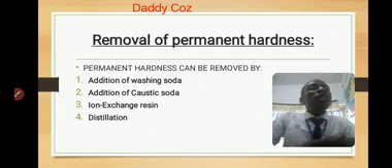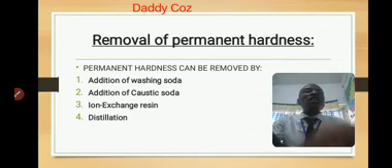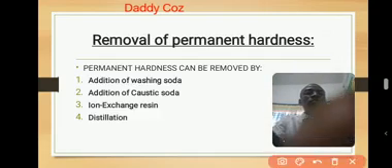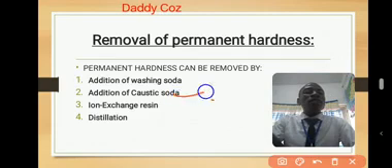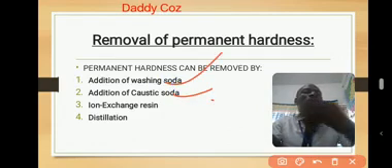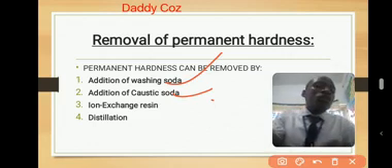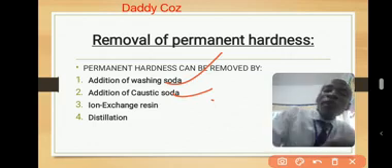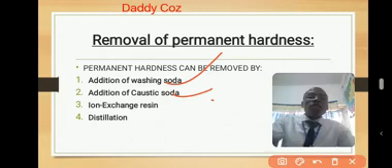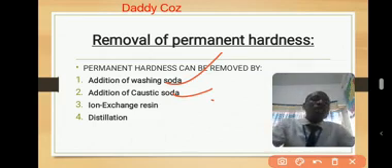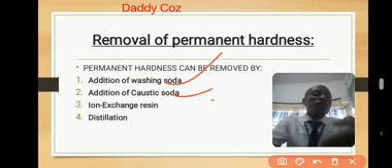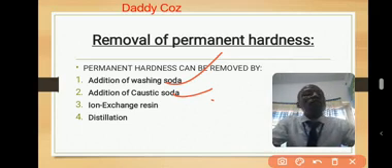Addition of caustic soda. Caustic soda is sodium hydroxide. Washing soda is sodium carbonate decahydrate, Na2CO3.10H2O. Remember, washing soda is an efflorescent salt, that is, a salt that loses water of crystallization. Don't forget that. If you have forgotten, go and watch my video on properties of salt. So number 1 method is by using washing soda. Number 2 is by using caustic soda.